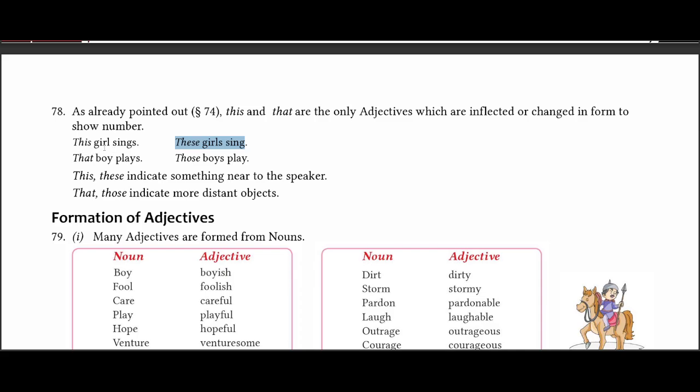You see, this demonstrative adjective, when it is used with a singular noun, it is this. But when it is used with a noun in plural number, it changes to these. That boy plays. Boy is in singular number, and that is pointing out, it is a demonstrative adjective. Those boys play. Boys is a noun in plural number, so that has changed into those. It's a demonstrative adjective. This and these indicate something near to the speaker. That and those indicate more distant objects.